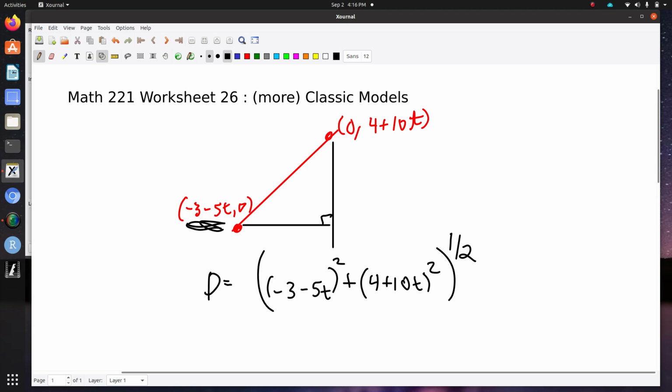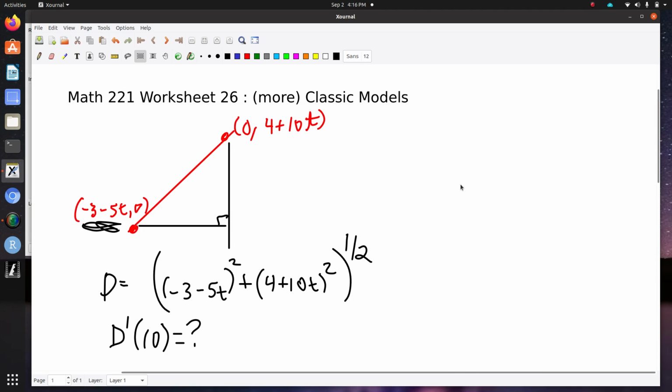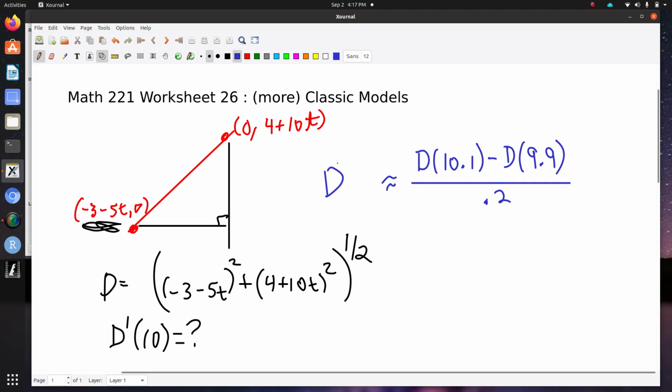And something else I suggest, so let's say you want to know how fast this is changing at t equals 10, for example. What I'm going to suggest to you as a sanity check is to calculate d at some nearby points and just do a numerical derivative, because by the time you're doing all this, it's rather complicated. So why not do the following, just to make sure you're not going insane. Do something like this: distance at 10.1 minus distance at 9.9, and divide by 0.2, and this should be approximately equal to d prime of 10.